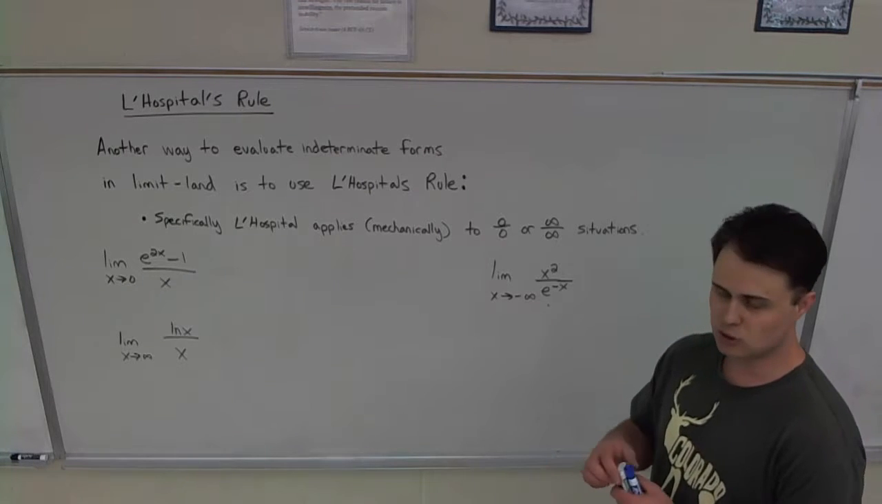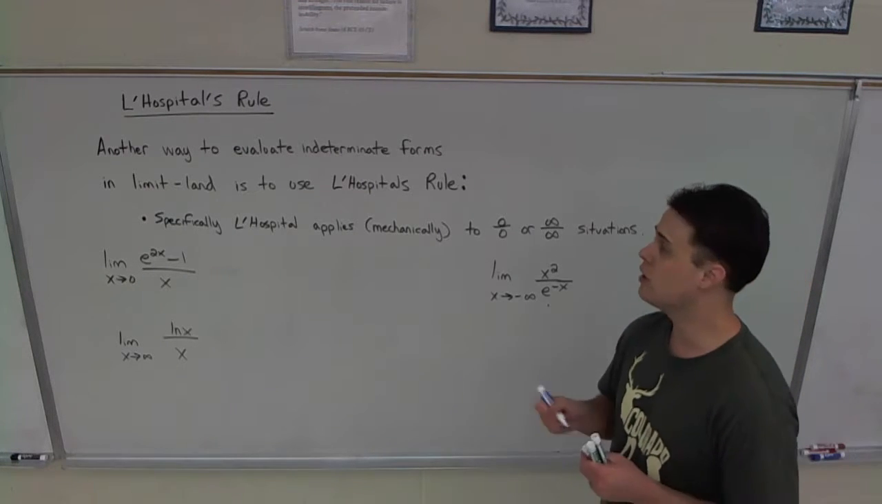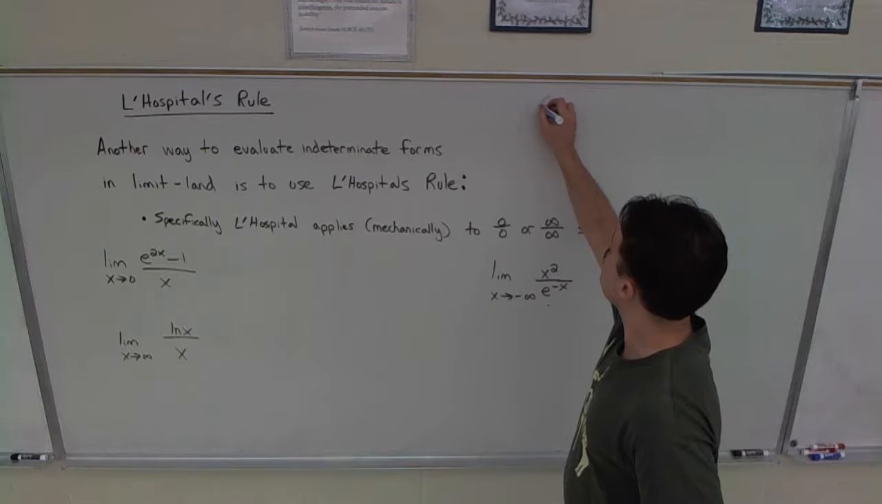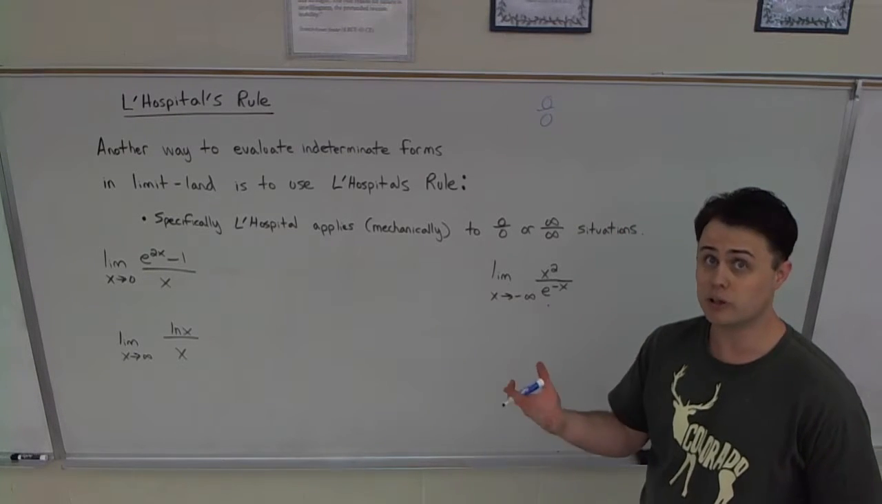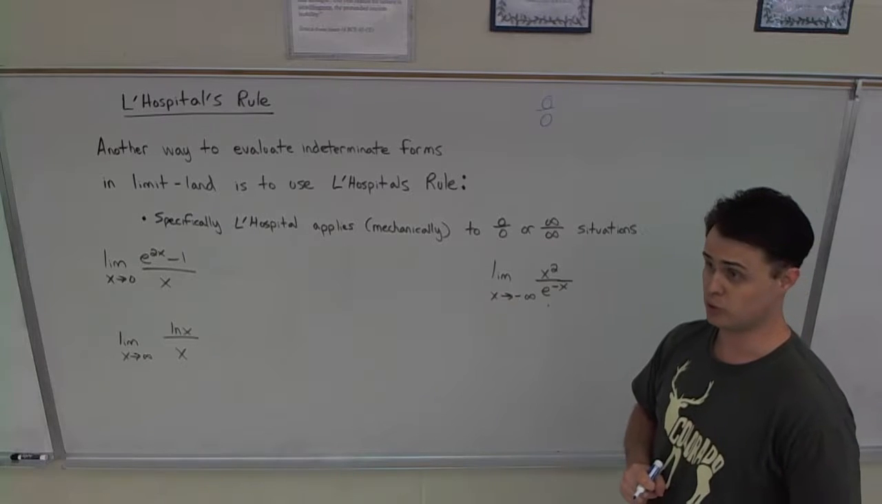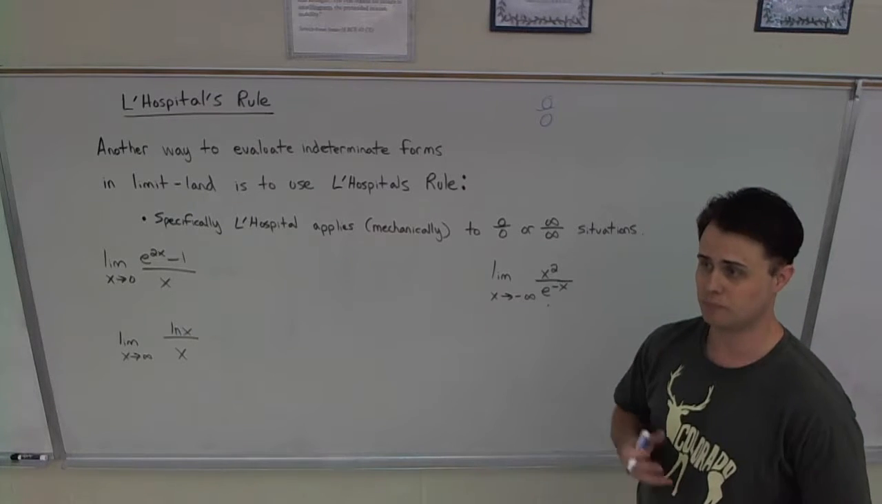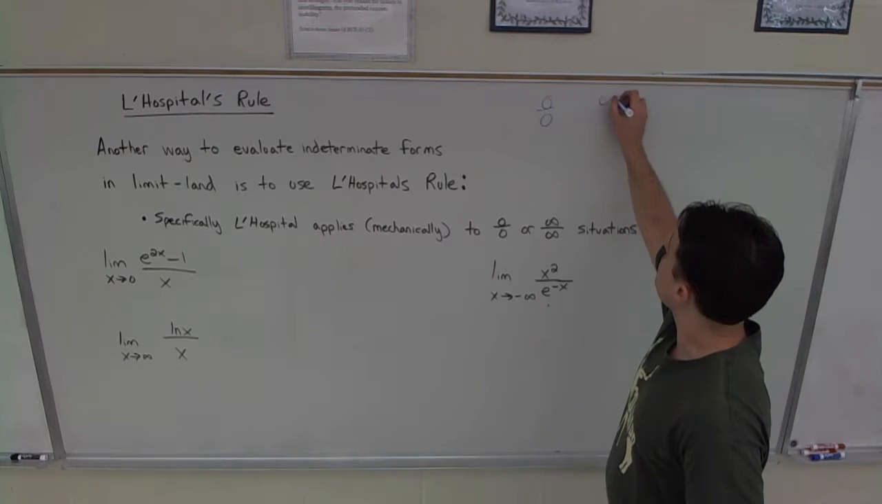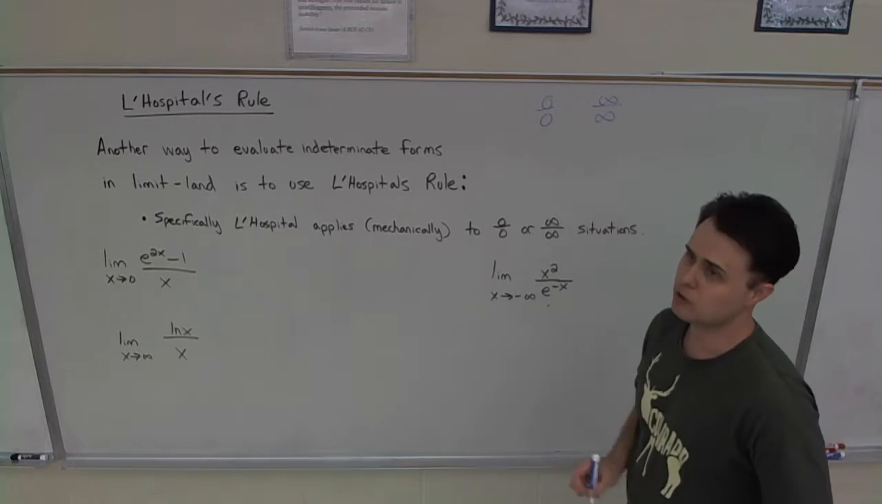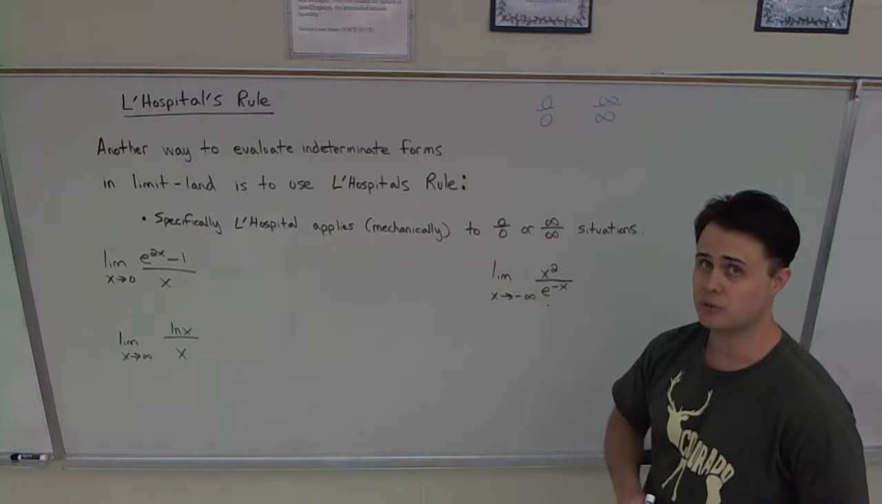It's used for when a limit is indeterminate. And there's all kinds of indeterminate forms. For Calc 1, we're just going to focus on the indeterminate form 0 over 0. So if you have a limit that's undecidable or indeterminate and it's 0 over 0, then you can apply L'Hopital. L'Hopital's rule says something really simple.